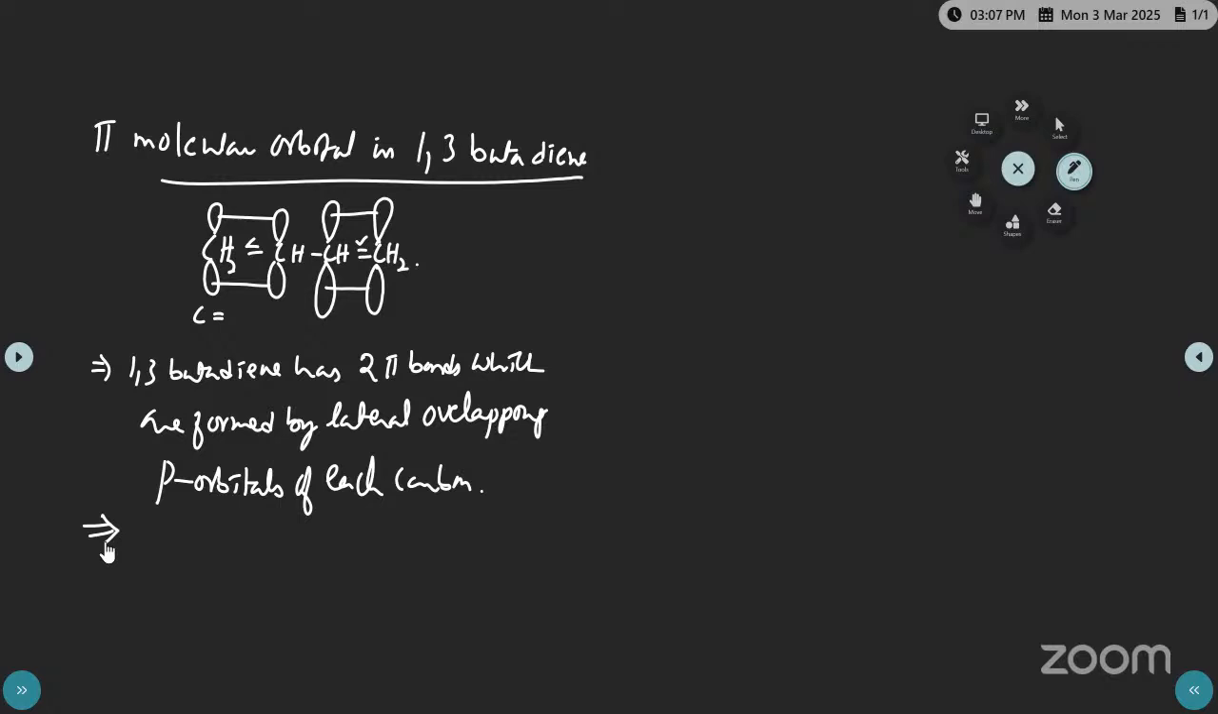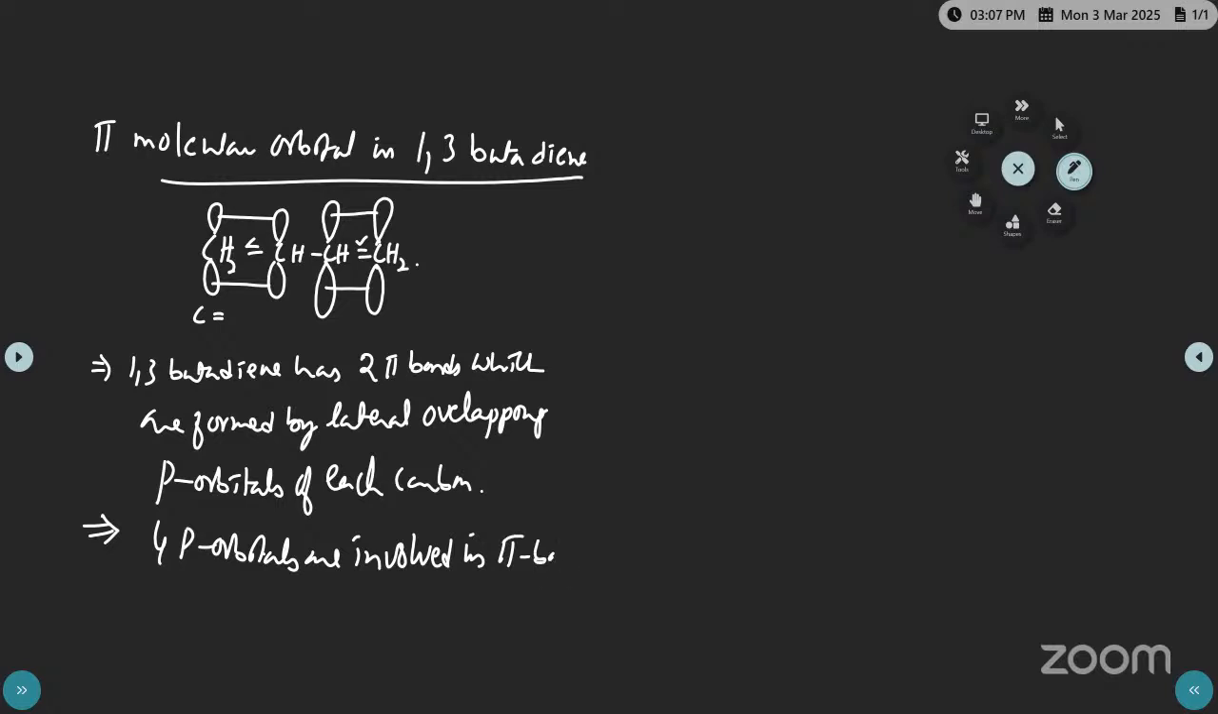Orbitals are involved in the pi bond formation. So here two pi bonds are there. So how many p orbitals are involved? Four. Four p orbitals are involved in the pi bond formation.